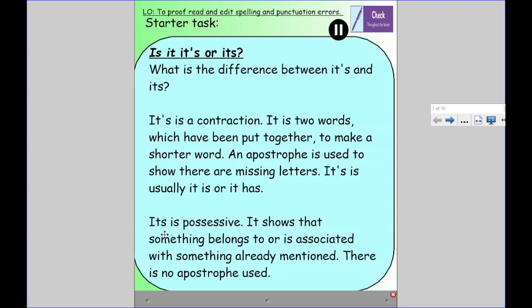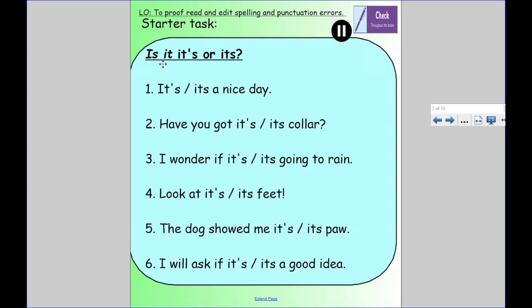Its, like this, without the apostrophe, is possessive. It shows that something belongs to or is associated with something that's already been mentioned, and there is no apostrophe used. So, is it it's or its in these sentences? Remember to think of this one as "it is" or "it has".